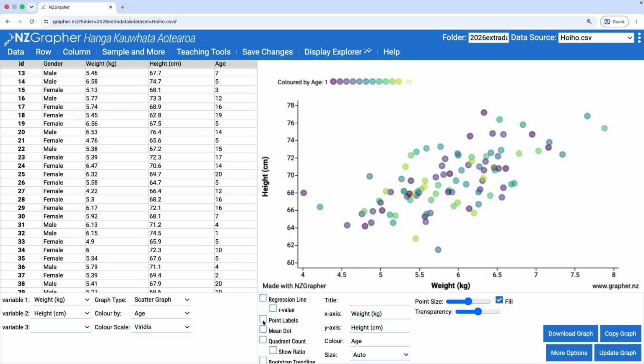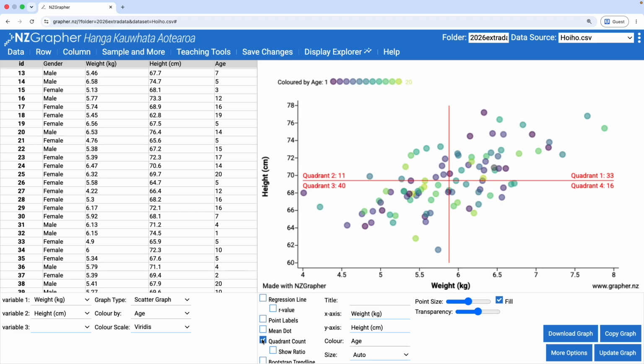Point labels does what you expect. Mean dot. Now, mean dot is quite nice for year 11. Because any trend line should go through your mean dot. And mean dot is nice and easy for the kids to understand.